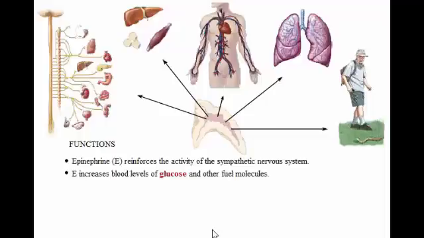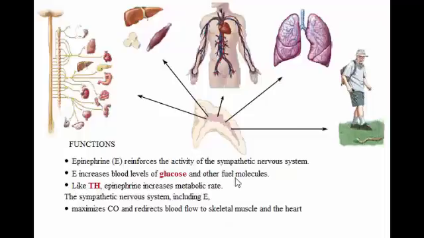Because epinephrine reaches all cells of the body through the blood system, it can increase blood levels of glucose and other fuel molecules, and like thyroid hormone, increase metabolic rate. The sympathetic nervous system, including epinephrine, supplies adequate amounts of fuel molecules and oxygen and ensures their delivery to body cells. It is an integral part of the stress response.